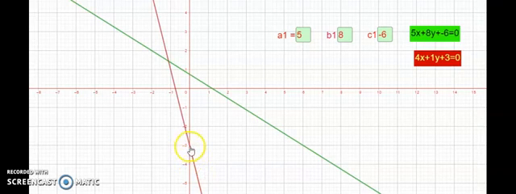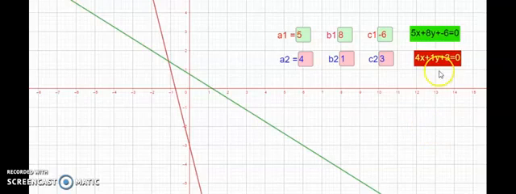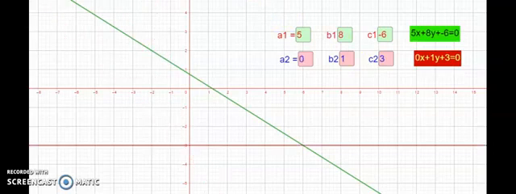You can see a line red in color whose equation is 4x plus y plus 3 is equal to 0. Let us note down the coefficients. a2, here in this case it is 4, b2 is 1 and the constant in the second equation is 3. Now we'll just try to change these values a1, b1, c1 and a2, b2, c2 and try to see what happens to the lines. Now you just observe the values of a2 are being changed.